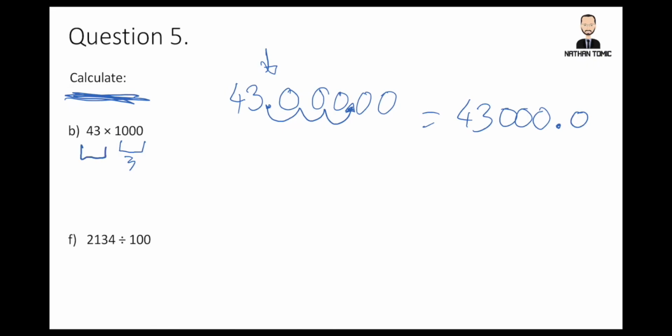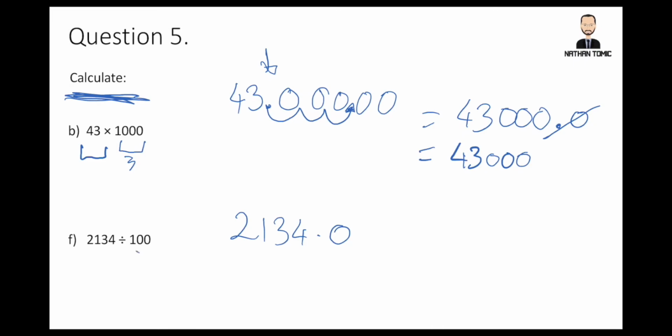In this case, there's actually no decimal places shown, so the preferred option would be not to show this decimal point at all and just have 43,000. For the second one here, we've got 2134 divided by 100. So again, 2134 can be shown with a decimal point.